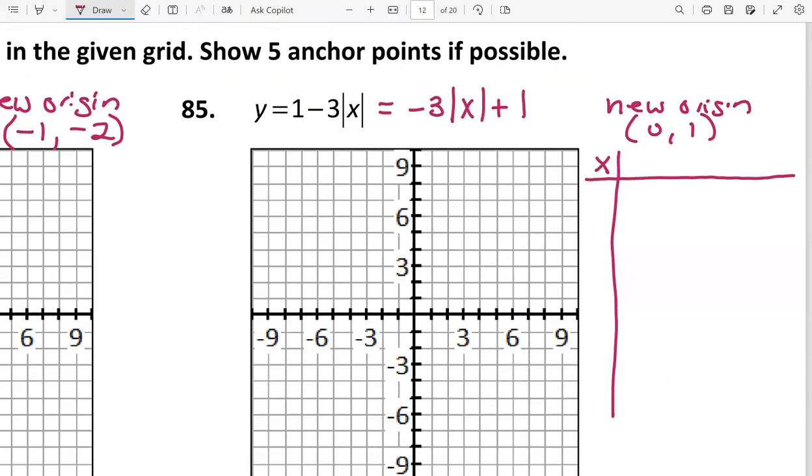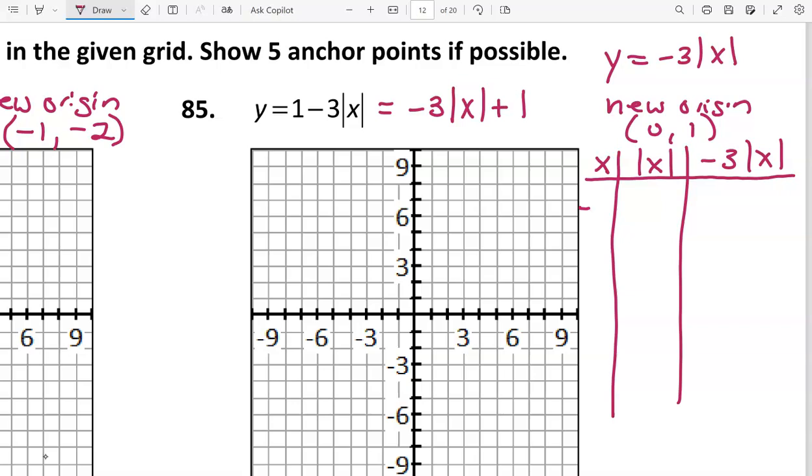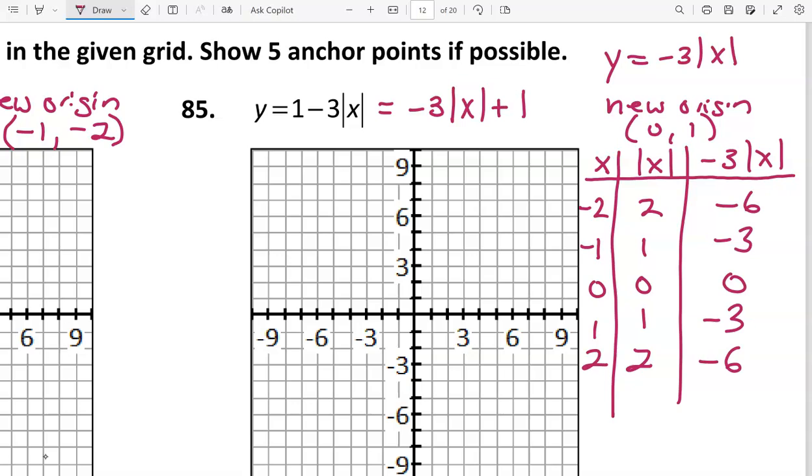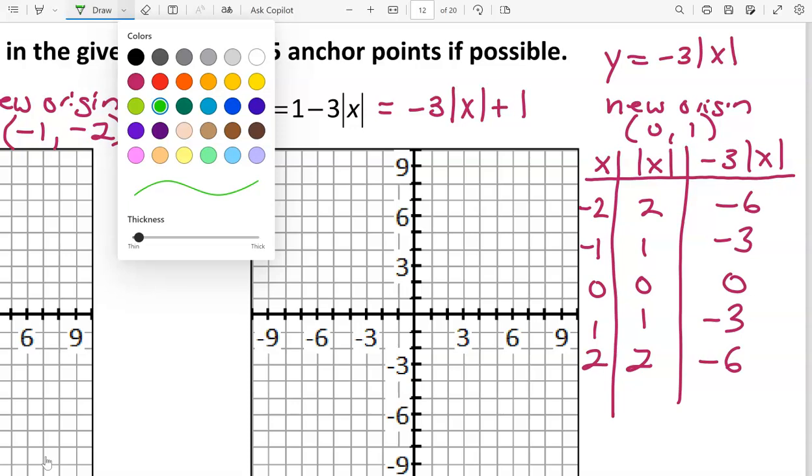So I'm going to take my equation and I'm going to take all of the addition out of it. So it's just -3 times the absolute value of x is equal to y. So x, the absolute value of x, and -3 times the absolute value of x would be the 3 columns that we would use. Let's use 5 anchor points here. Some negatives, some positives, take their absolute values, and then multiply each of those results by -3. The first and the last columns give us the points graphed from the new origin.